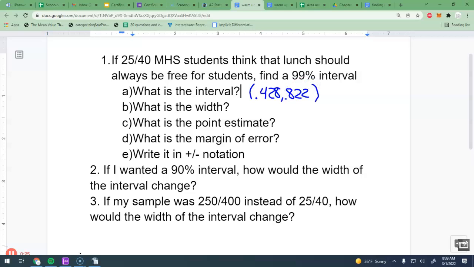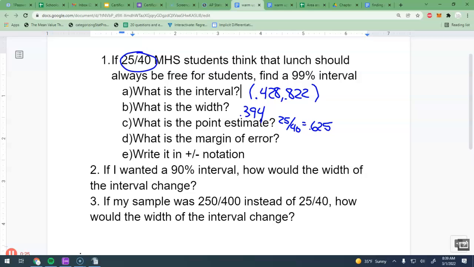So for the width, it's just like subtract those two. How far is it from one endpoint to the other? So 0.394. Your point estimate comes from our data, so that's 25 out of 40, which is 0.625. Margin of error you can do two ways, so Bud just brought up another way.